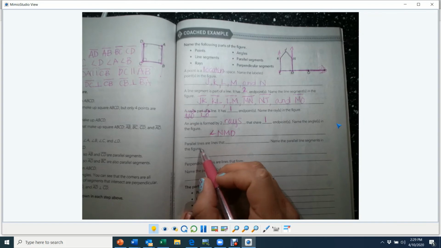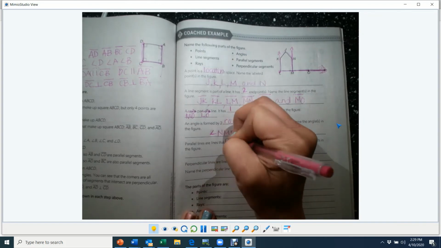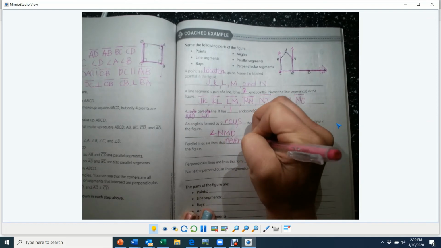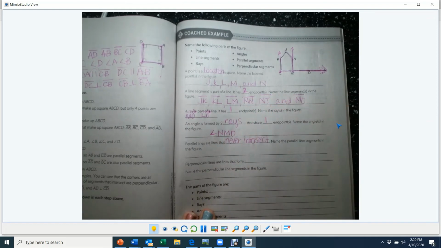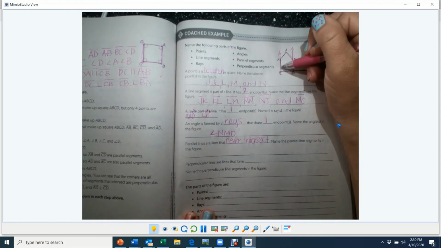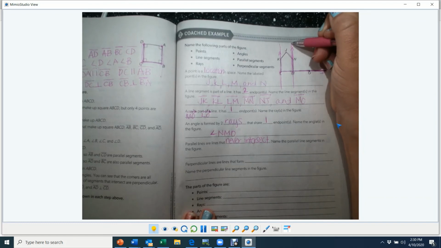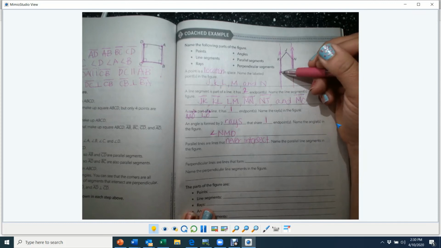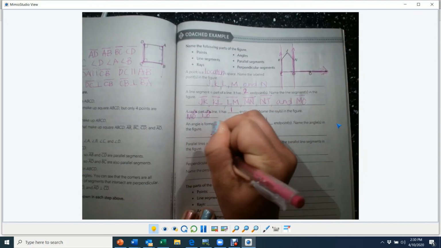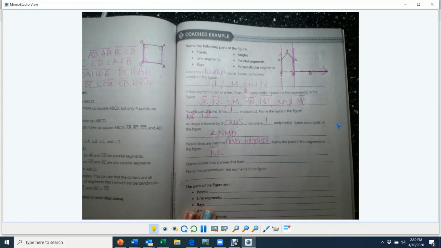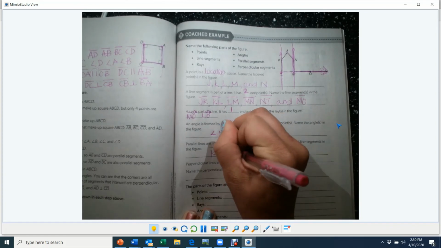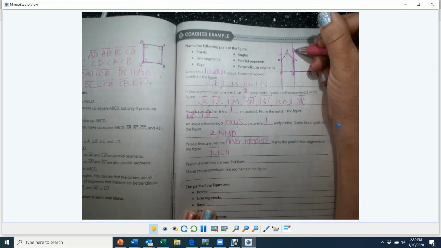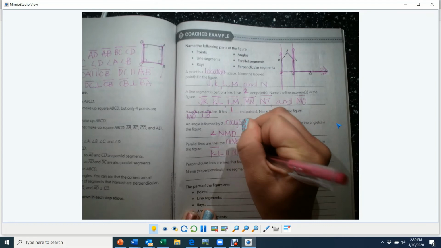The next part says parallel lines are lines that never intersect, right? Parallel lines are never going to touch. They want us to name the parallel line segments in this figure. Well, if you look right here, do you see how these make that railroad track like I was talking about? Those are never going to intersect. So we'll call it line segment KL. So we write a K and an L with a line segment symbol. Then we do our two little lines, which means it's parallel to NM. We write that like that.